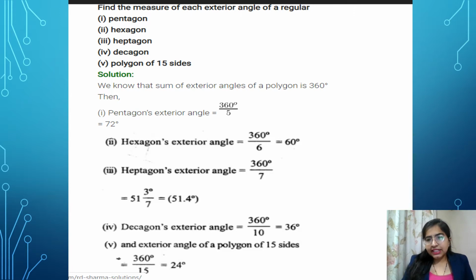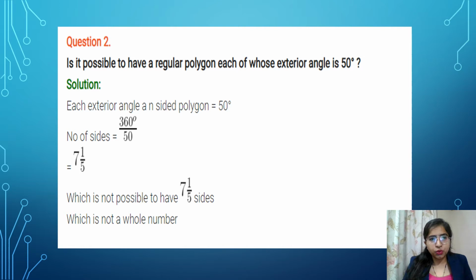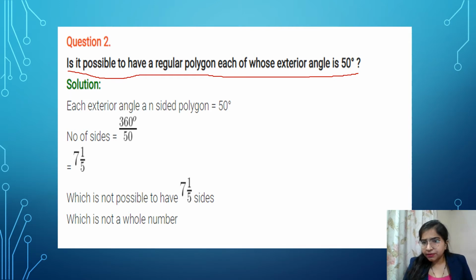Coming to the next slide, question number 2. What's the question over here, students? The question is: is it possible to have a regular polygon each of whose exterior angle is 50 degrees? Exterior angle is 50 degrees, so you have to find the number of sides.